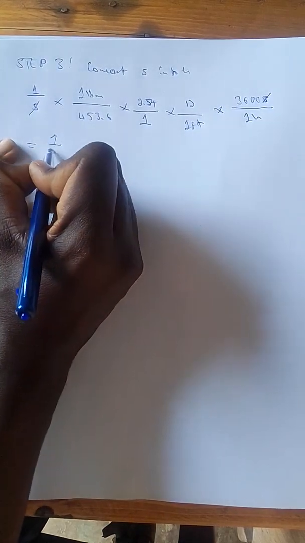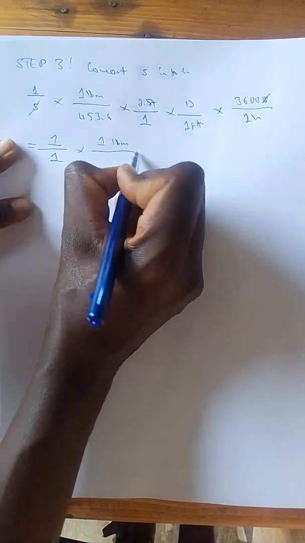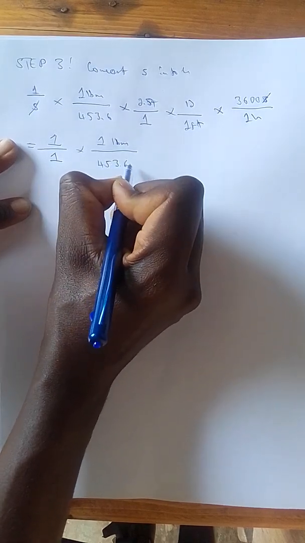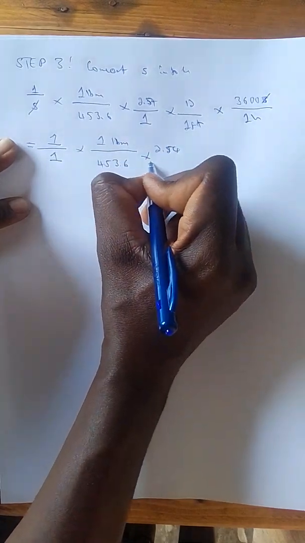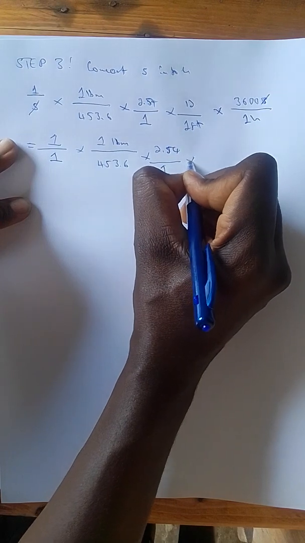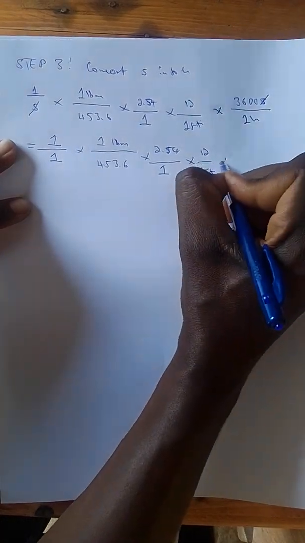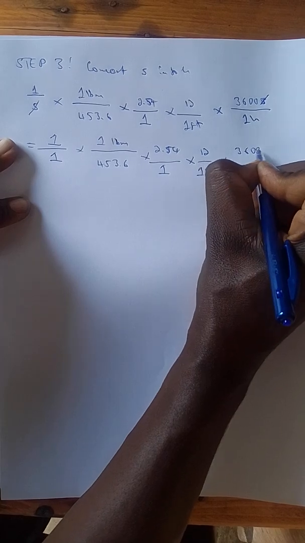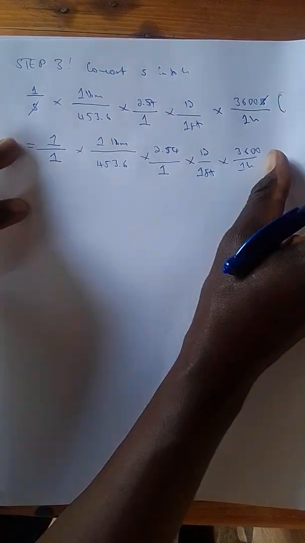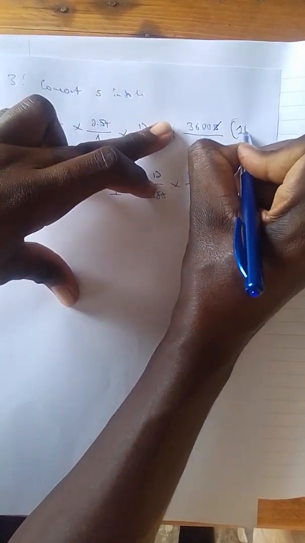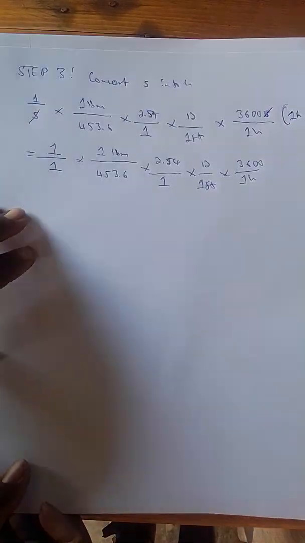We are left with 1 over 1 multiplied by 1 pound mass over 453.6 multiplied by 2.54 all over 1 multiplied by 12 over 1 feet. Excuse my handwriting again, all over 3,600 all over 1 hour. Remember the second is gone. Also let me highlight here that 1 hour equals 3,600 seconds. Now this is it.